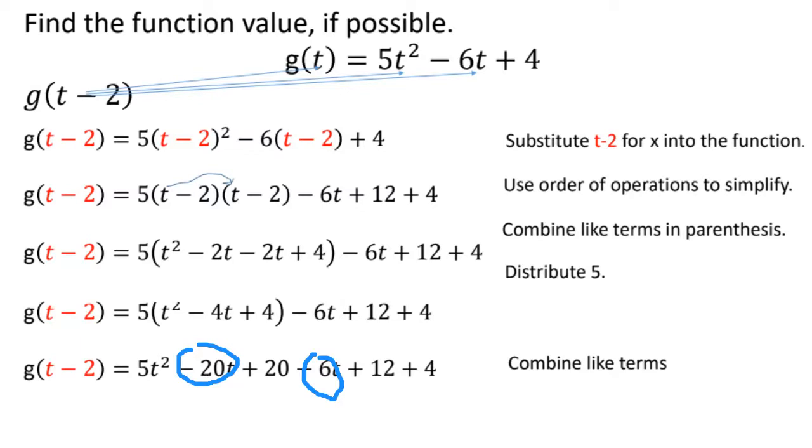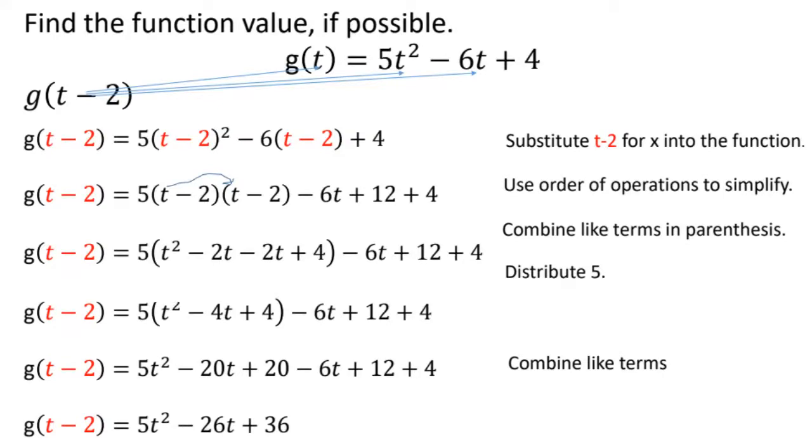Okay, do I have any more like terms? Well, yeah, I have. Let me see if I can change my color here. I'll just do underline. I have a constant plus 20, plus 12, and plus 4. So plus 20 plus 12, that's 32, and 32 plus 4 is 36. So when I combine my like terms, I have 5t squared minus 26t plus 36. Yes? Awesome. All right.